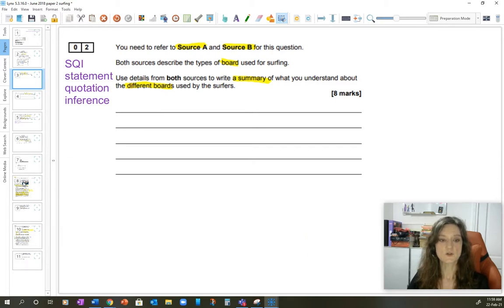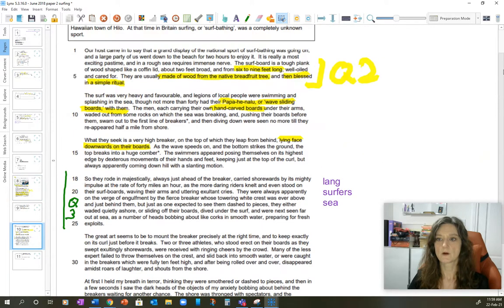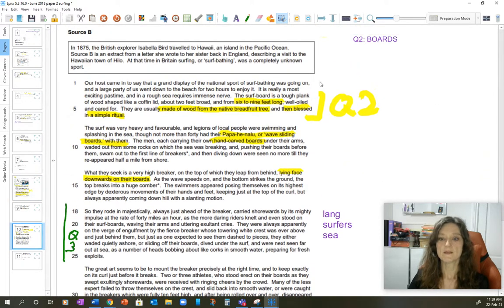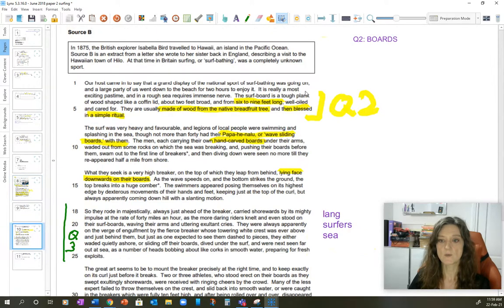For things like question 2, we put the boards, and we put up here as well the boards, and that meant that when we read through, we were looking for those bits. And now when we come to do question 2, we know that we only need to look at these 2 paragraphs here in source A, and for source B, we only need to look at the end of this paragraph, some of this paragraph, and maybe the beginning of this paragraph. So we've really narrowed down what we need to look at for question 2. So when we come on to question 2, that should save us so much time.